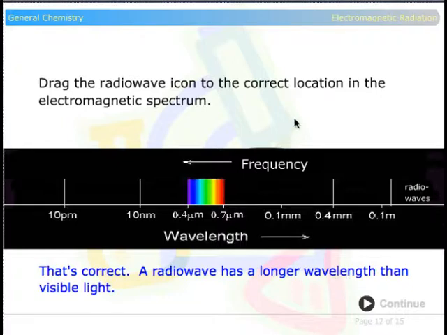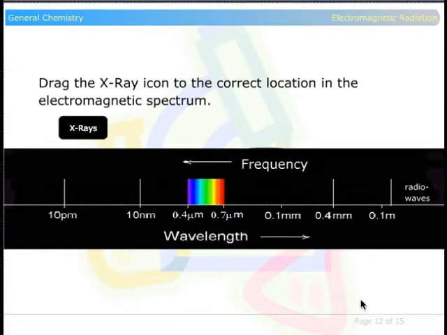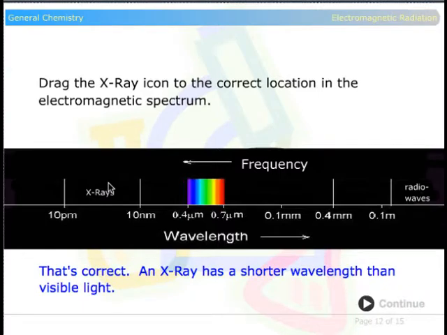Okay. Now let's take a look at the next one, X-rays. The higher the frequency, the higher the energy associated with it. That means the more damage to you. So keep in mind that frequency and energy are related. X-rays can do harm to you, so they're going to have a much higher frequency. So let's put those over here. It's going to be shorter wavelength, higher frequency.